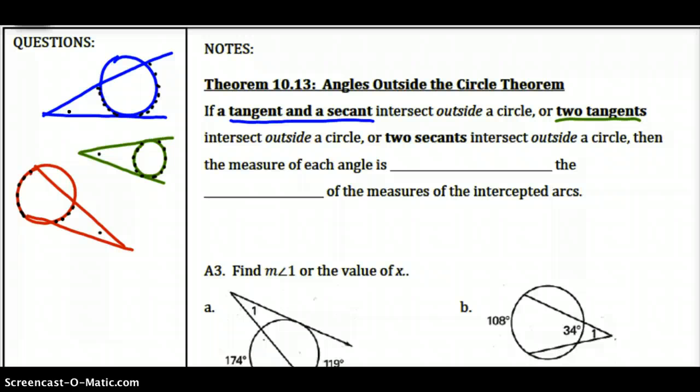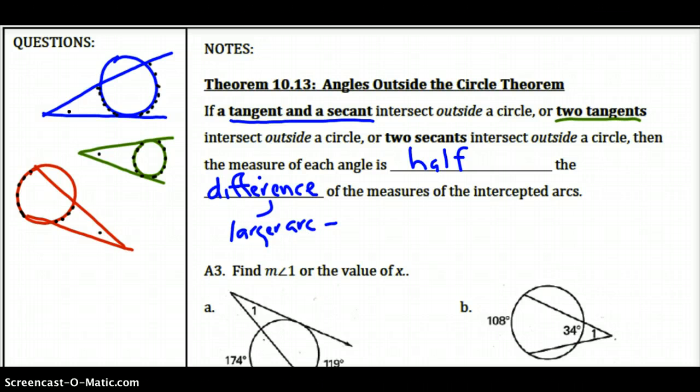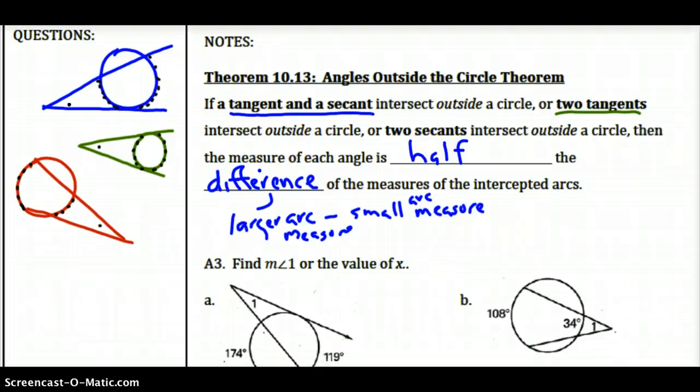So the measure of each angle, our angle outside, is half the difference of the measures of the intercepted arcs. So it's going to be the large arc measure minus the small arc measure. So just keep that in mind. We can't have negative arc measures here.